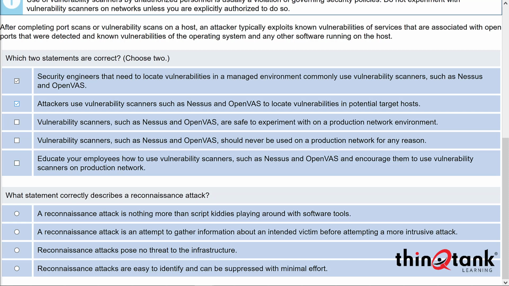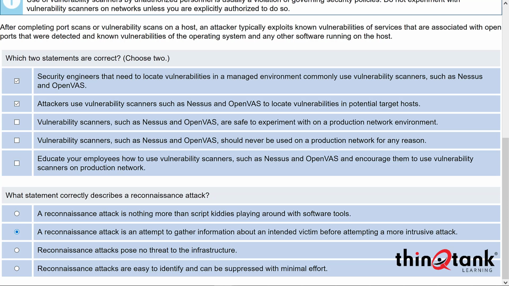A reconnaissance attack is an attempt to gather information about an intended victim before attempting a more intrusive attack. That is exactly what it is. That's by definition what reconnaissance is. And we see this in the military space. We see this in the criminal space, with more traditional criminals looking to heist art and jewels and so on. And we certainly see it in the technology space.